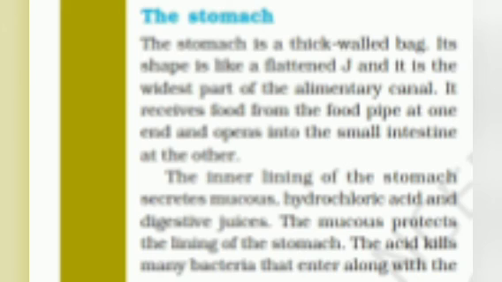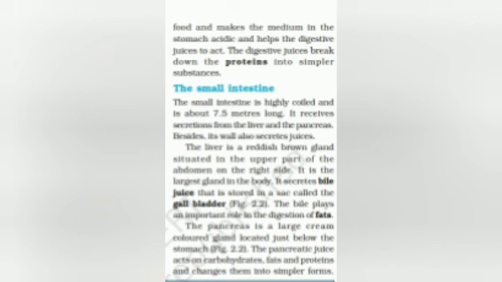Acid also kills many bacteria that have entered along with the food. फूड के साथ कुछ बैक्टीरिया आ सकते, उसको किल करने के लिए एसिड की हेल्प हो जाती है. That is how the mucus and acids are helping. The food, it also makes the medium in the stomach acidic and also helping digestive juices to add. Digestive juices जो form है, for that to become active on the food, the acidic medium is needed. That acidic medium is given by hydrochloric acid secreted by the inner wall of the stomach.